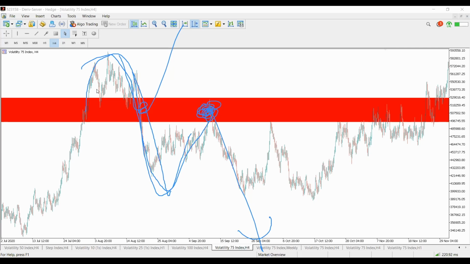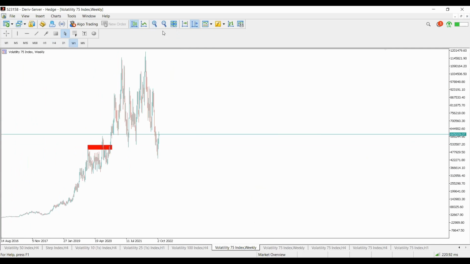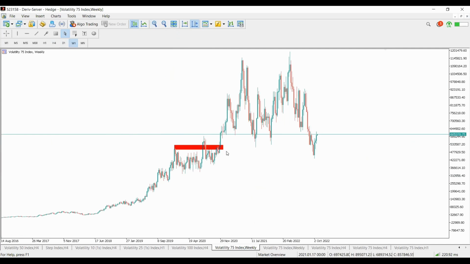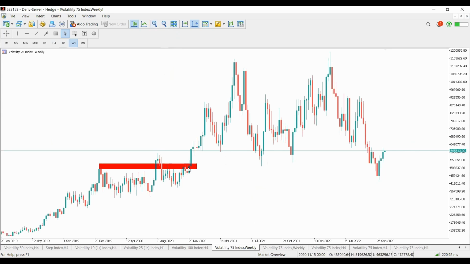Let's continue with it. Let's go back to weekly. So you can clearly see, and this is what is interesting here, people tend to forget history, and that's why most of you are losing money on V75, Volatility 75, because you want to do analysis in smaller time frames. Now, if you extend this high here that gave us this false breakout, you will clearly see that history has almost repeated itself.